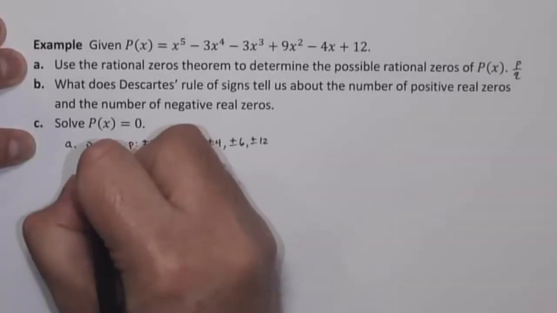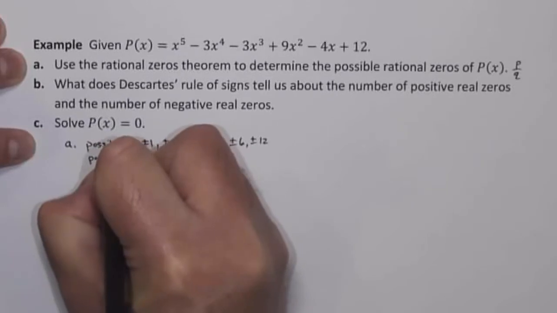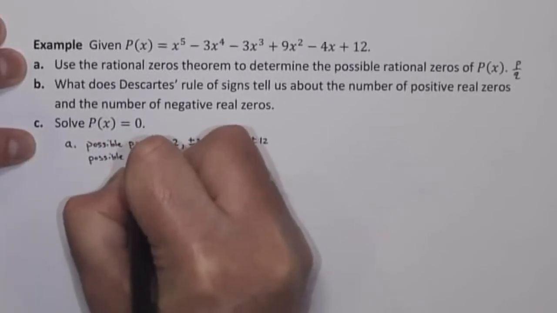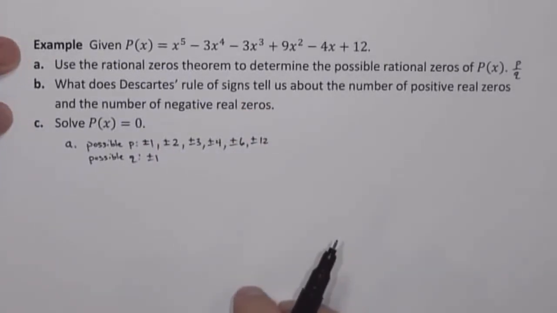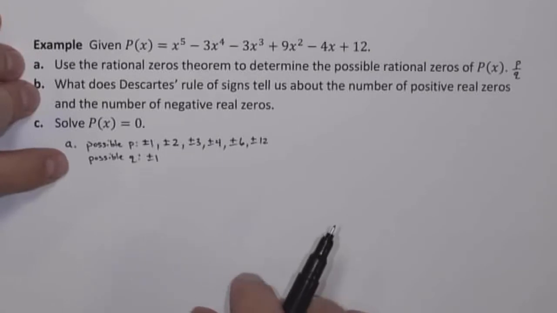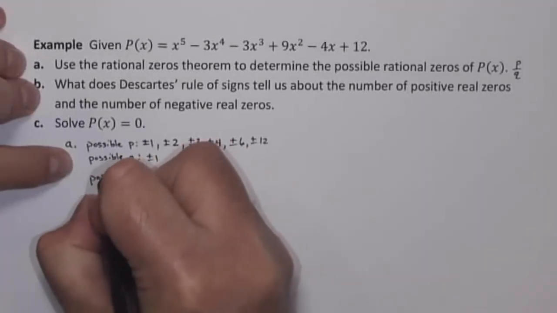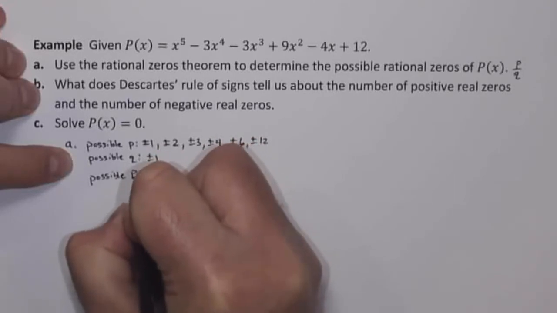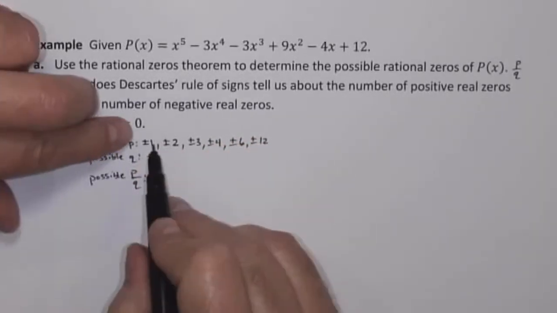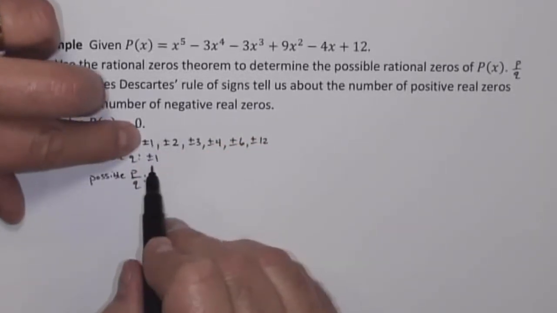Okay? The possible values for q are just going to be plus or minus 1. The only thing that 1 can be divided by evenly is 1 or negative 1. Okay? So the possible values of p over q are going to be all of these p's divided by plus or minus 1.